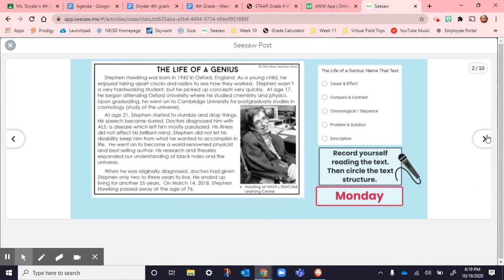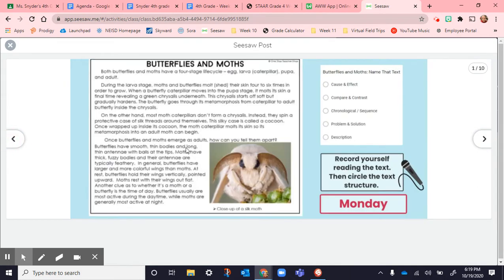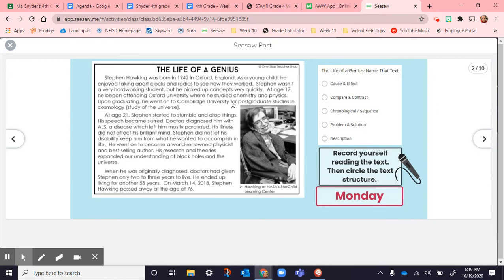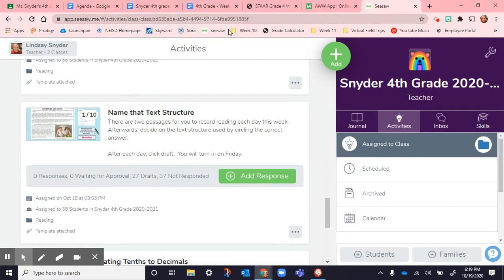So there's 2 pages for each day. Today I needed the recording of butterflies and moths. And then I needed the recording about the life of a genius, talking about Stephen Hawking. So once they did that, they should have it drafted.